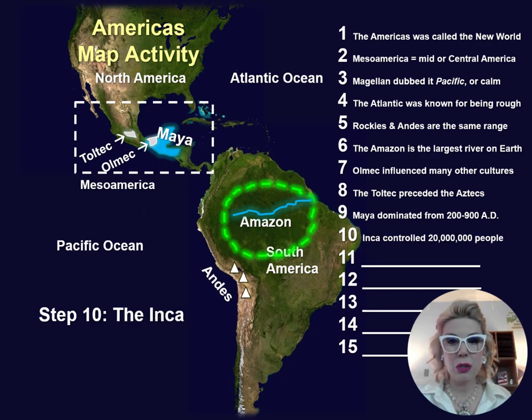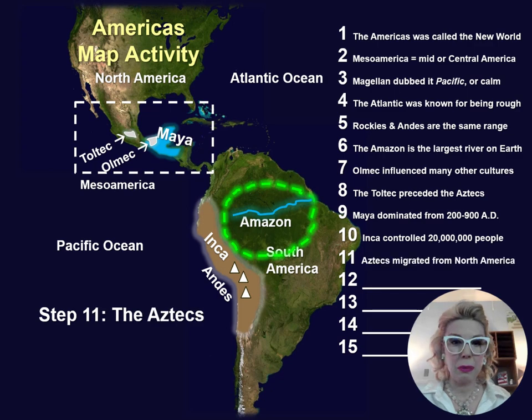And the Incas controlled, this says 20 million people. I've seen other facts where it's closer to 12. So I would be conservative. I've seen anything from a couple of million to 20 million. I'd say to be conservative, look for that 12 million number. The Incas were in Peru.